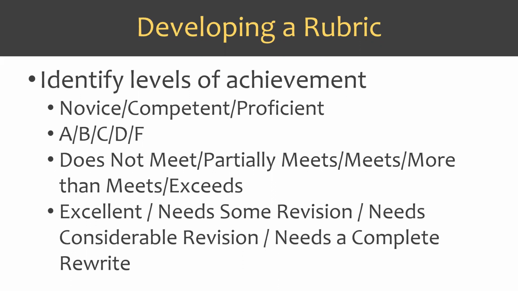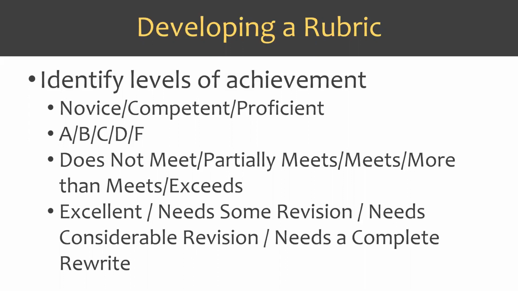So you can do as many categories as you would like to. You could do novice, competent, proficient. You could do it by a letter grade, A, B, C, D, F. You could do it as does not meet, partially meets, meets, more than meets, and exceeds. You could do it as needs a complete rewrite, needs considerable revision, needs some revision. Excellent. So you just have to identify what is the level of achievement that you want on that rubric.